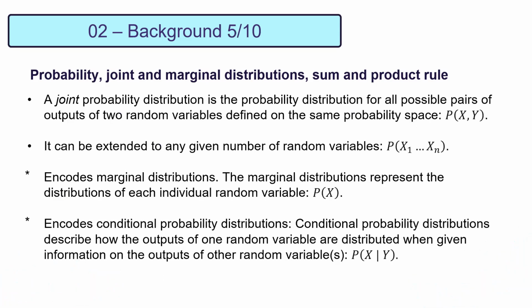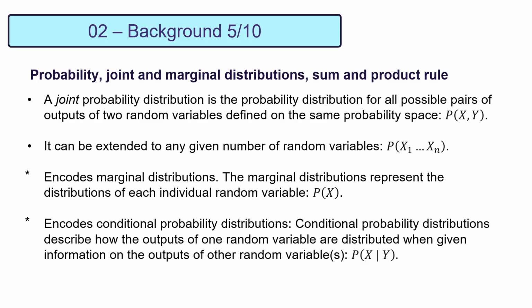Okay, now moving on to things we're actually going to really need. So this is important. A joint probability distribution is the probability for all possible pairs of outputs of two random variables. So this is denoted by p of x, y, and the comma means and. So it's p of x and y, same as an intersection, basically. Obviously, p of x and y is the same as p of y and x, because with sets, right, intersection is symmetrical. And it can also be extended to any given amount of random variables. So you can have variables from x1 to xn. This is exactly the case we will have in diffusion models.